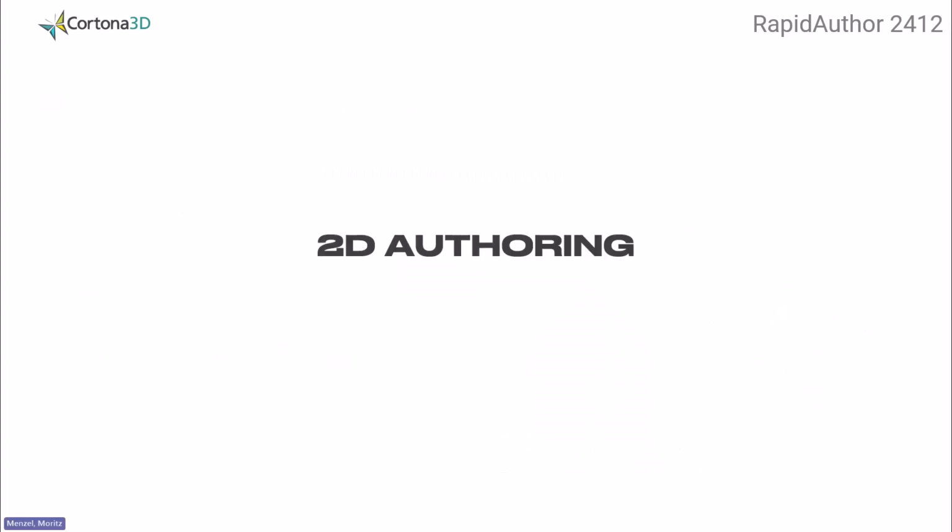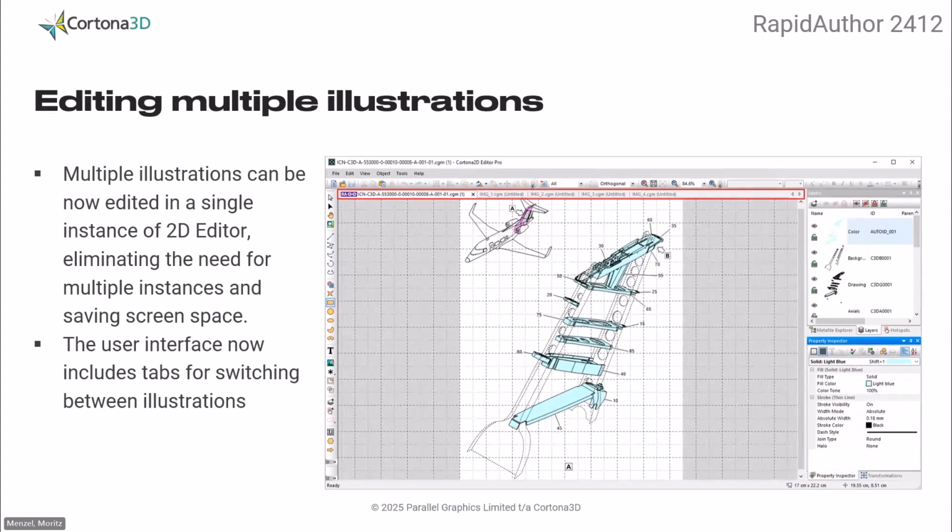After this overview for general authoring changes, let's also have a look at what's new for 2D. As many of our new features and improvements, we have worked quite closely with some of our customers on those. Previously, opening multiple files would launch separate instances of 2D Editor Pro. Now, all files open as tabs, highlighted in red here, within a single window, enabling a true multi-document workflow.